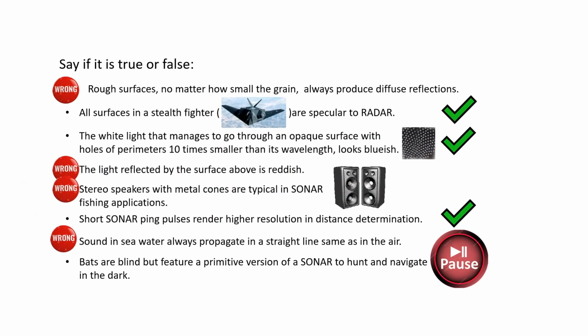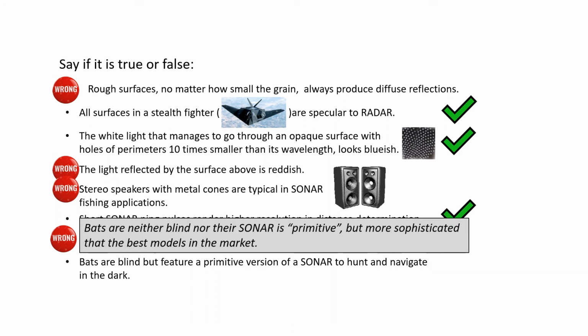Bats are blind, but feature a primitive version of a sonar to hunt and navigate in the dark. Bats are neither blind nor their sonar is primitive, but more sophisticated than the best models in the market.